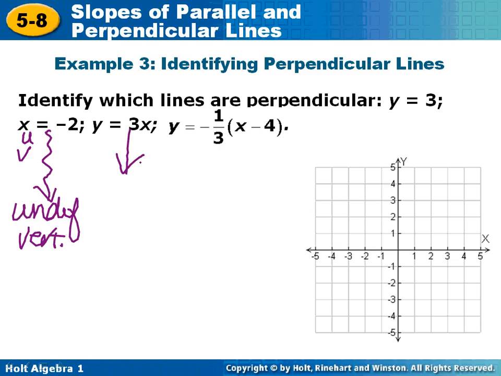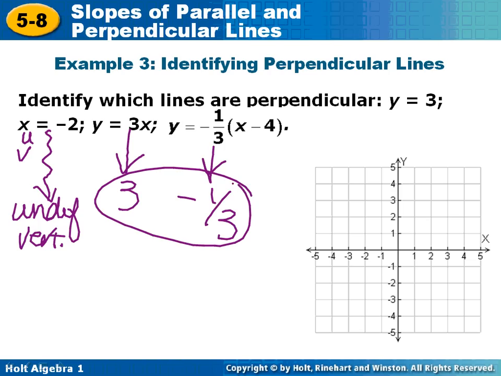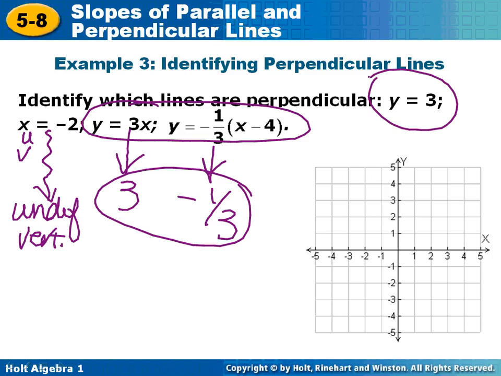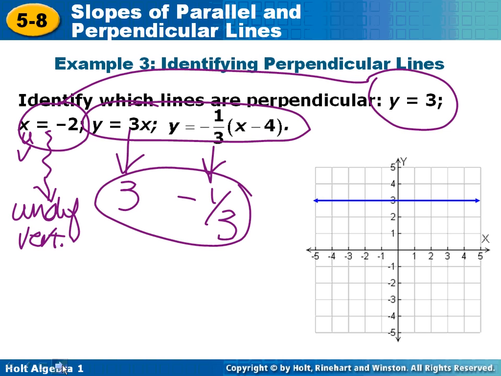How about this guy? What's his slope? 3. What's this slope? Negative 1/3. How about those guys? They're opposites, they're flipped, they're reciprocal, so these two are perpendicular. Whoops, I missed this little guy right here. These two are going to be perpendicular to each other as well. Okay, so we good? This is a y equals, which means it's a horizontal line with a slope of what? 0. This is a vertical line with a slope that's undefined, and those are perpendicular. All right, we're going to keep going.